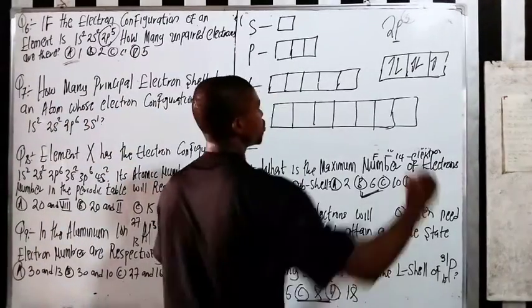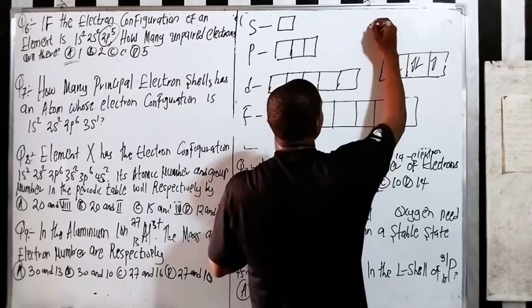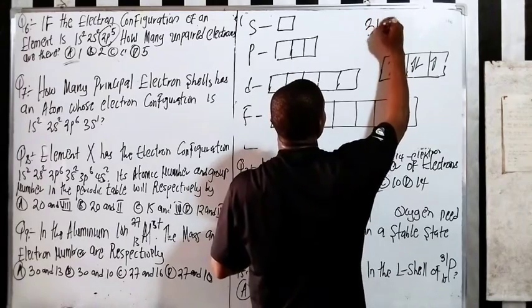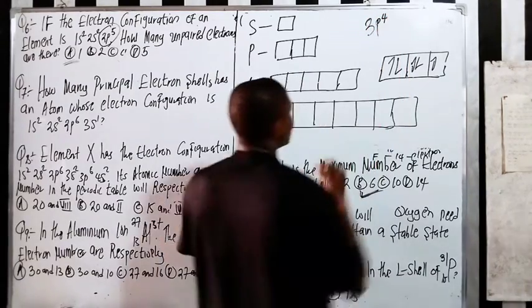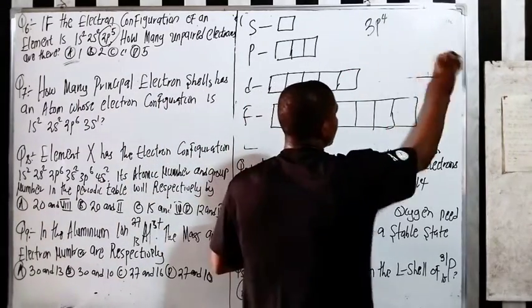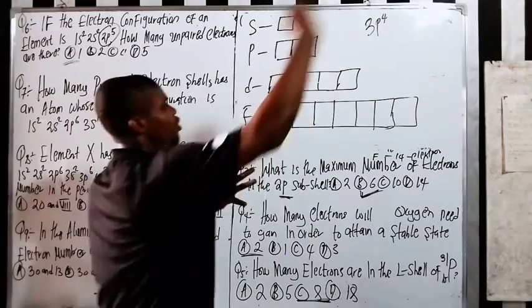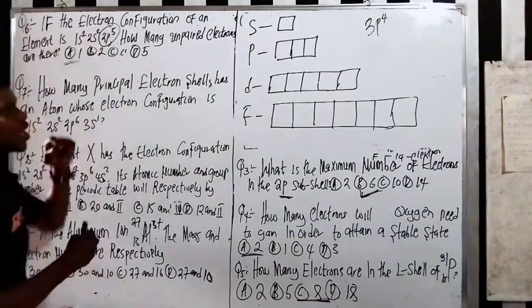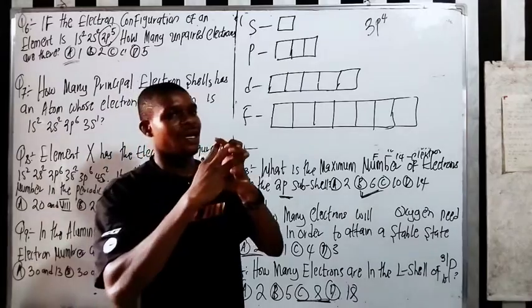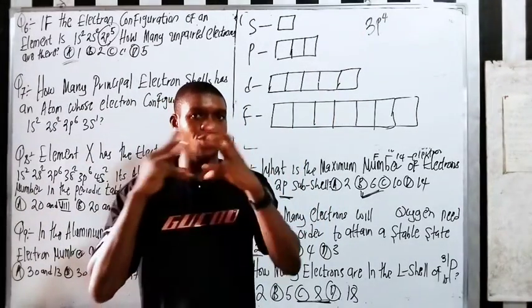Now let me explain this to you again. Imagine you have 3p4. Now how many unpaired electrons am I going to have here? Imagine you have 3p4 as the last one, because you pick the last one here, right? Imagine you have an electronic configuration and the last one is like this. How many unpaired electrons is it going to have?